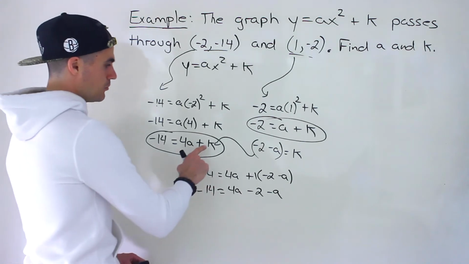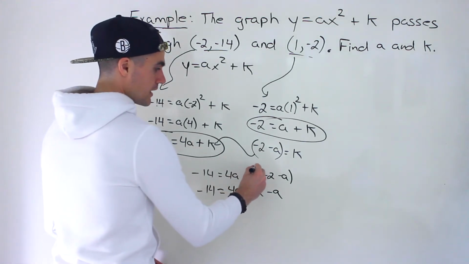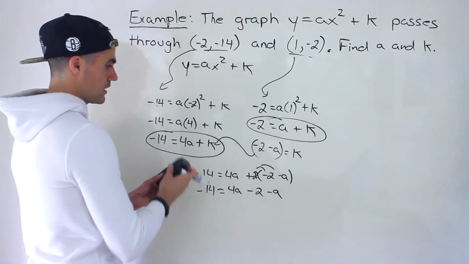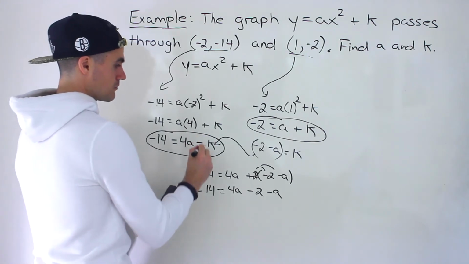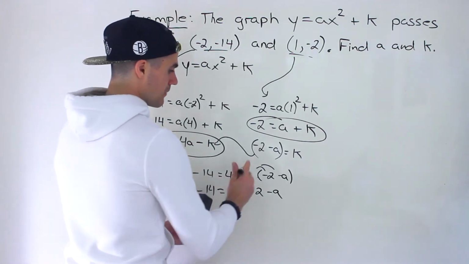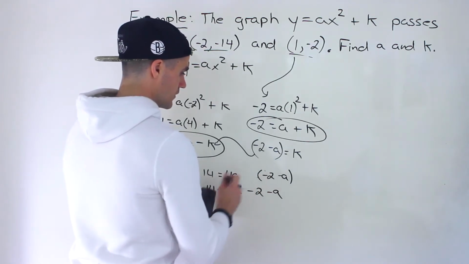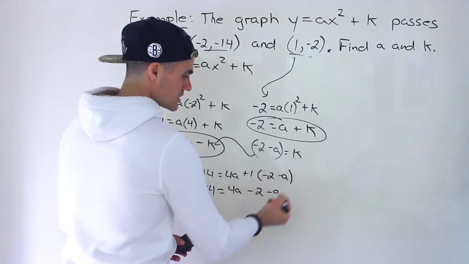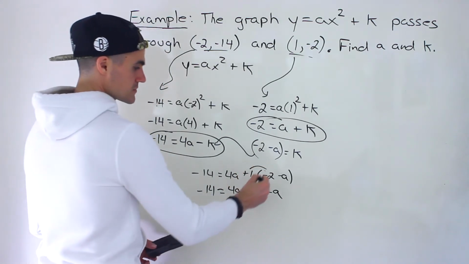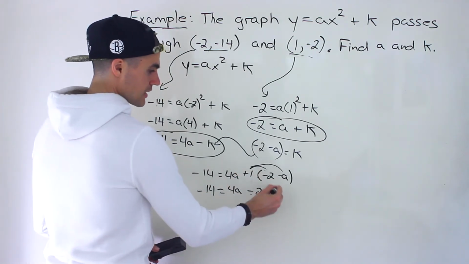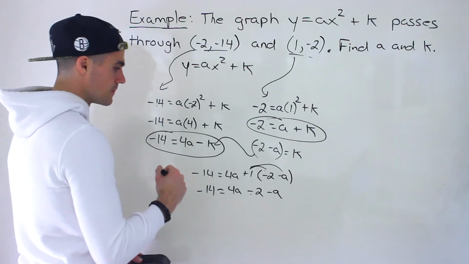Right? If this was like a +2k, we'd have to distribute that 2. Or if this was like a -1 minus k, then there would be a -1 in front, and we'd have to distribute that. But it's just a +1. So basically, all of this stays the same. 1 times -2 is -2. 1 times -a is -a.